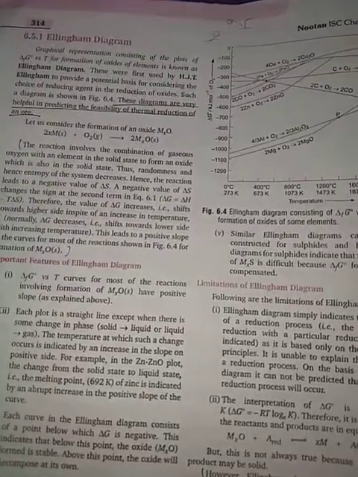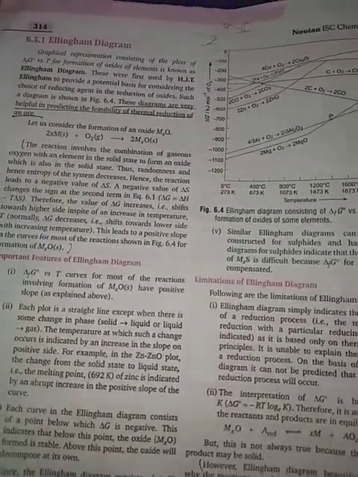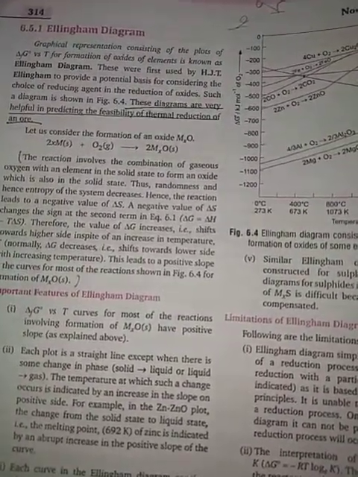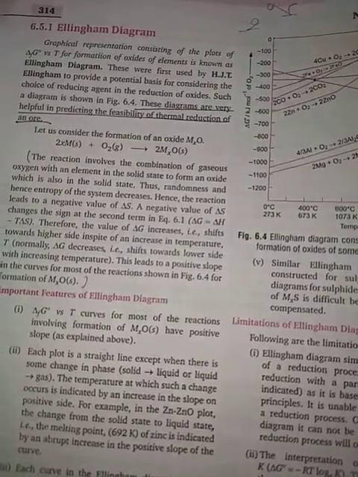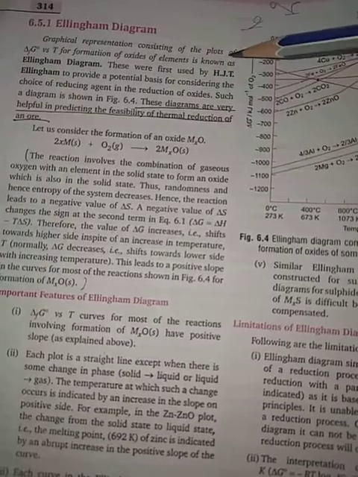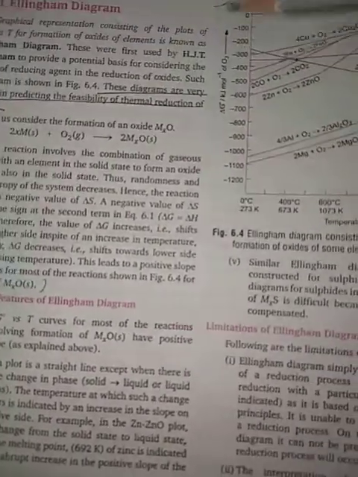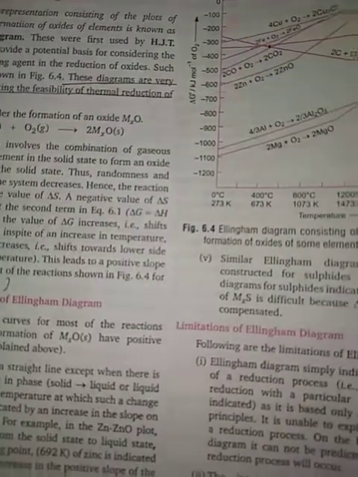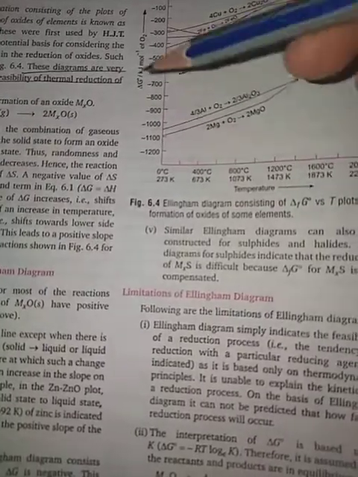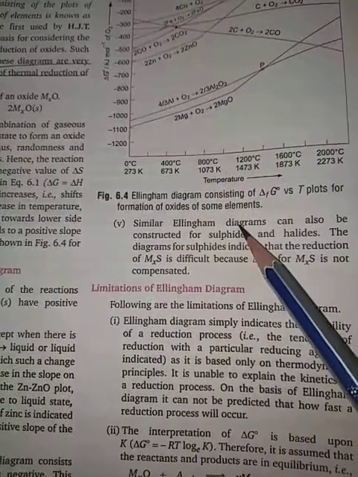Hello students, today we will study about the Ellingham diagram. It was designed by the scientist whose name is Ellingham, and it is a graphical representation. It consists of the plots of delta G naught versus temperature. This is delta G naught and this is temperature. The graph which he has drawn is about the formation of the oxides of some elements.